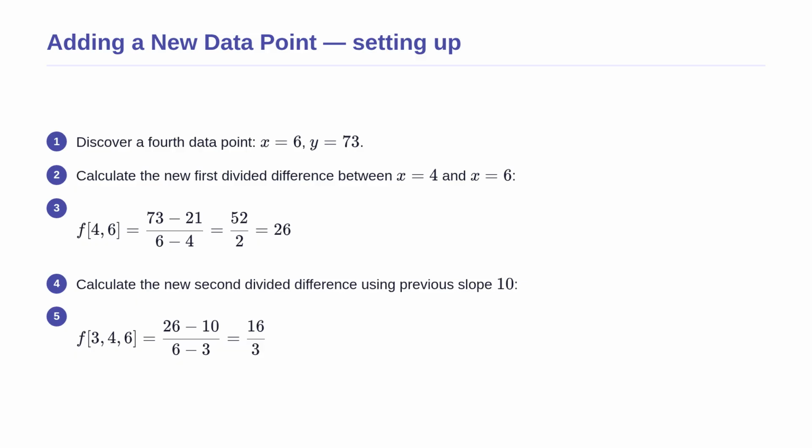Next, we use this to find the new second divided difference. We take our new slope of 26, subtract the previous first difference of 10, and divide by the new gap from 3 to 6. This gives us 16 over 3.